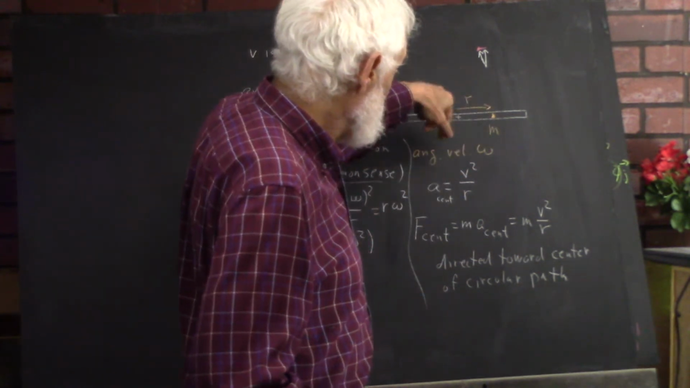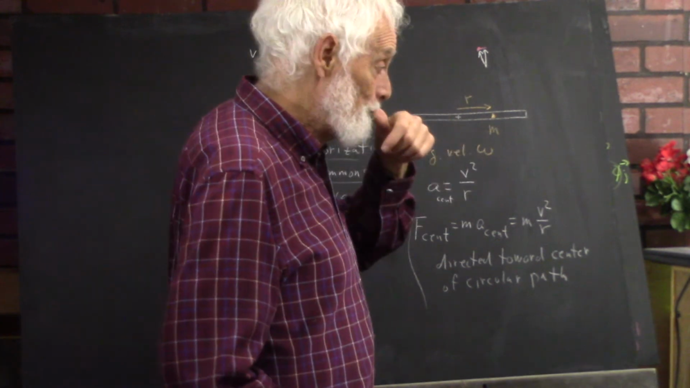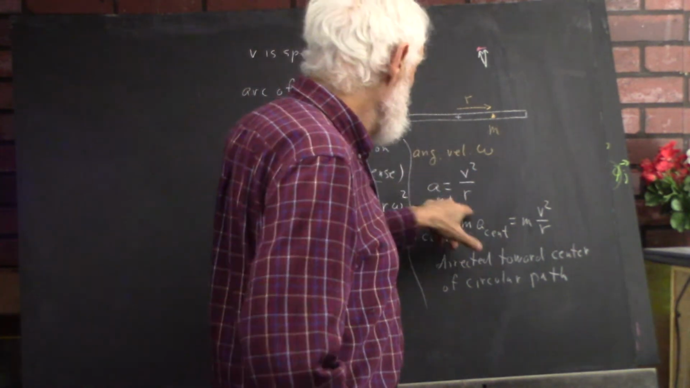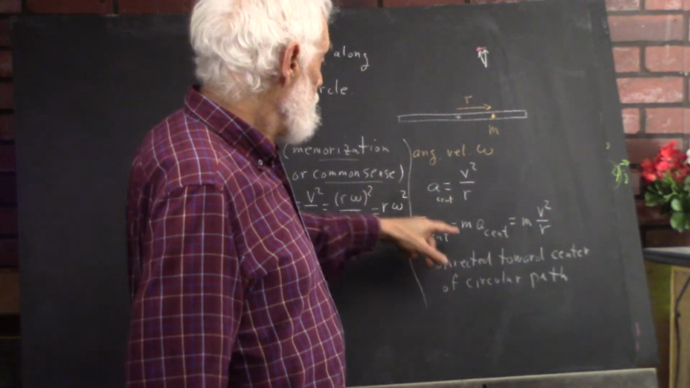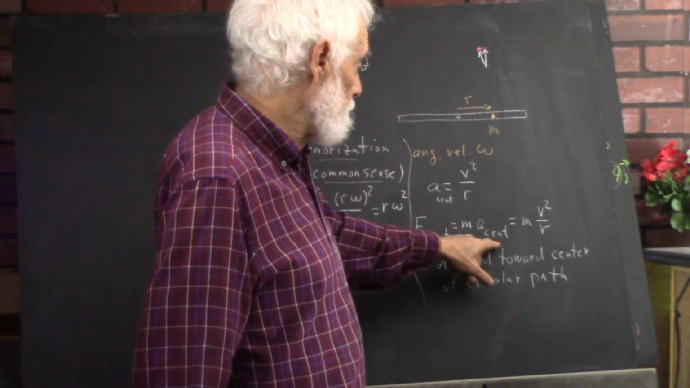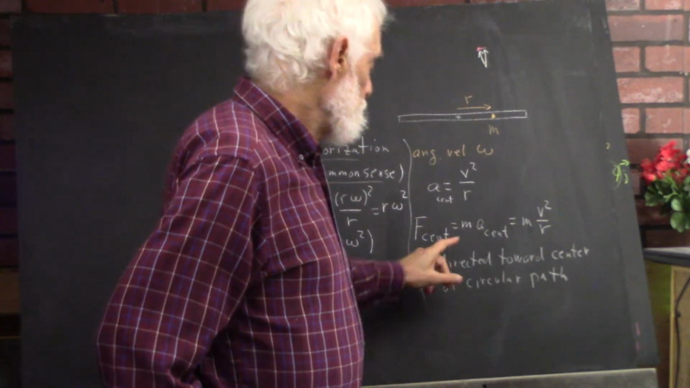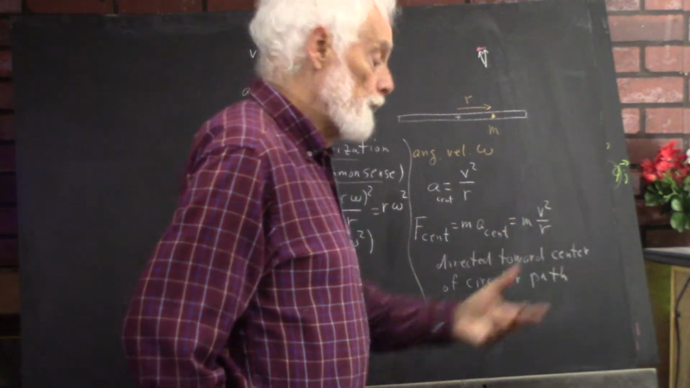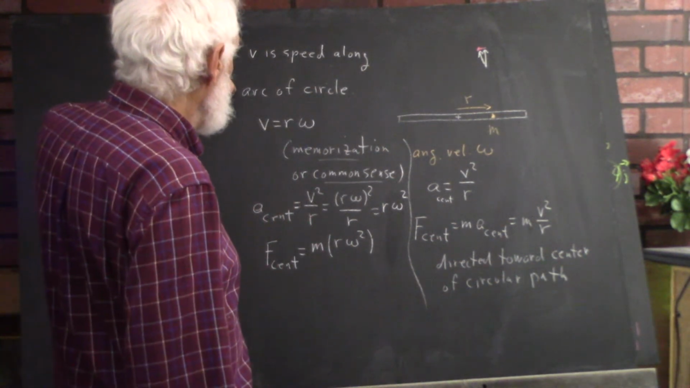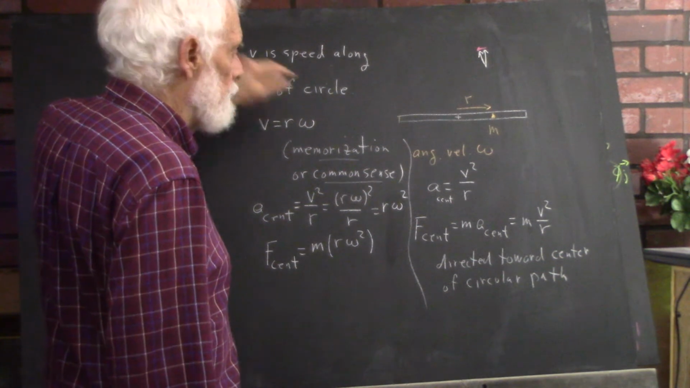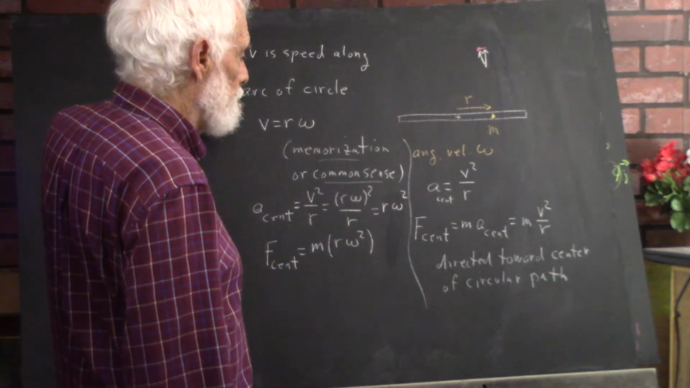Okay, that force, in this case, the force that takes this thing off of its natural straight line and into the circle, is your centripetal force. It's a result of the centripetal acceleration. If you multiply the mass times the centripetal acceleration, you get the centripetal force directed toward the center of its circular path. Now, v is the speed along the arc of the circle. Okay, in this equation, v is the speed along the arc of the circle.